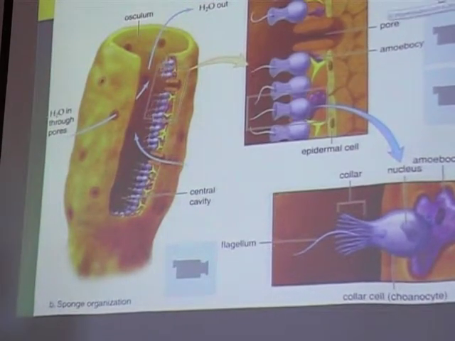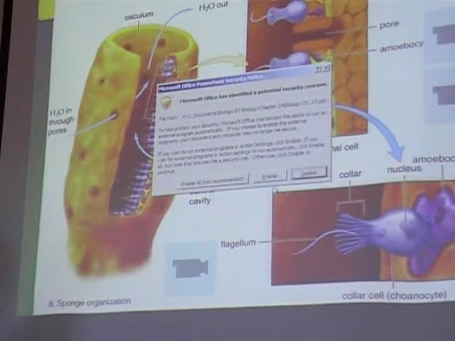Video footage? Lots of video footage of sponges. Right.